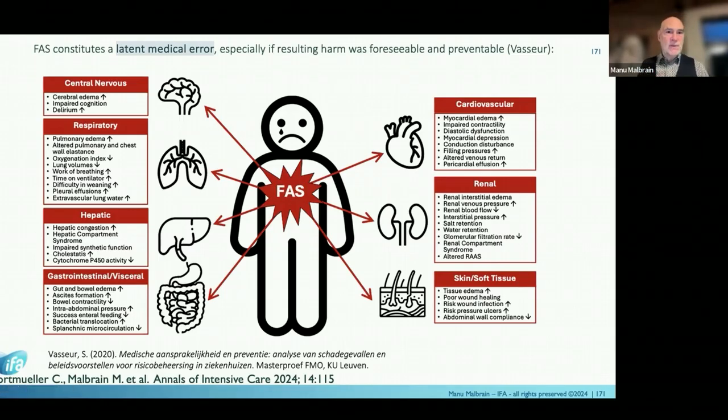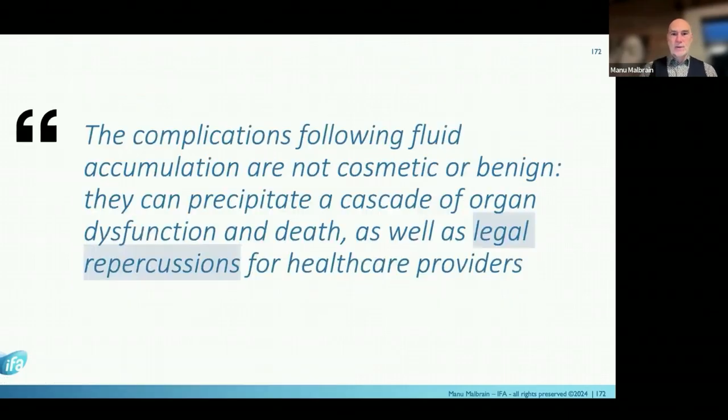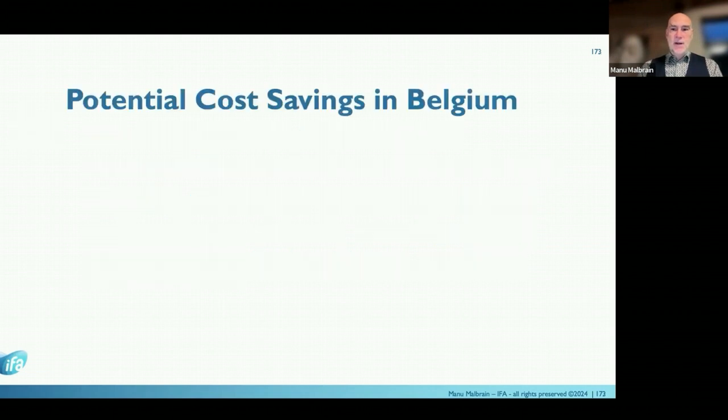It's a wrong treatment, it's a complication, and it should not happen to the stage that the patient suffers from fluid accumulation syndrome. Because these complications are not cosmetic, and I can't stress more, they are not benign. They can precipitate a cascade of organ dysfunction and death, and also legal repercussions for healthcare providers because they are liable of poor patient care.